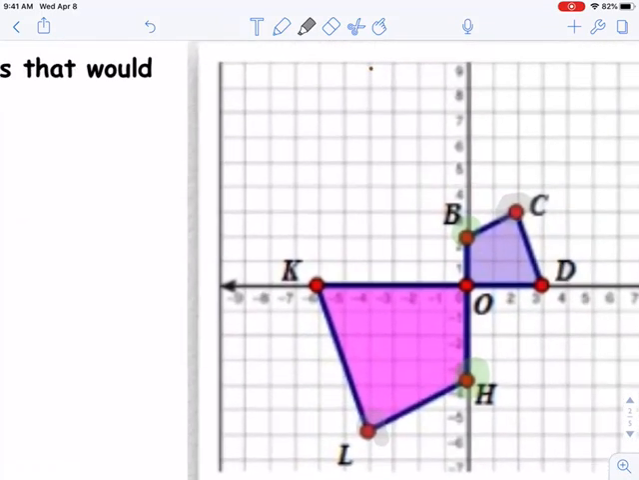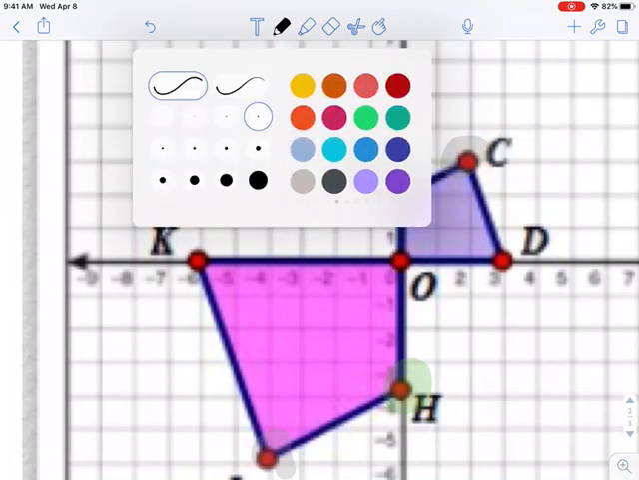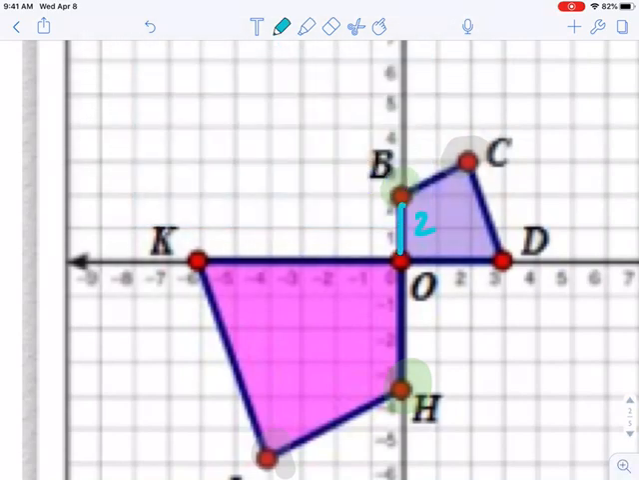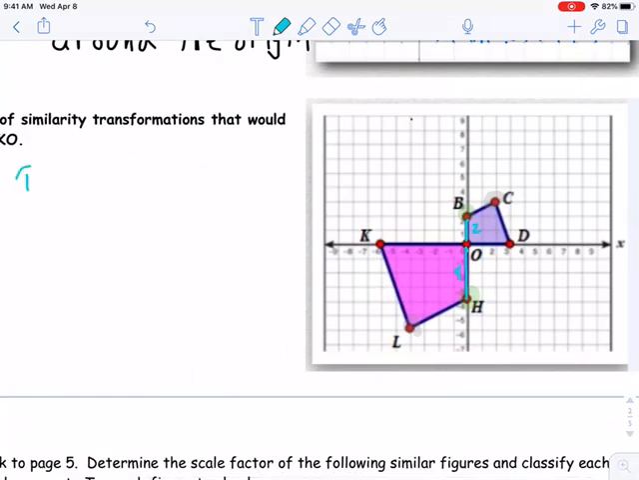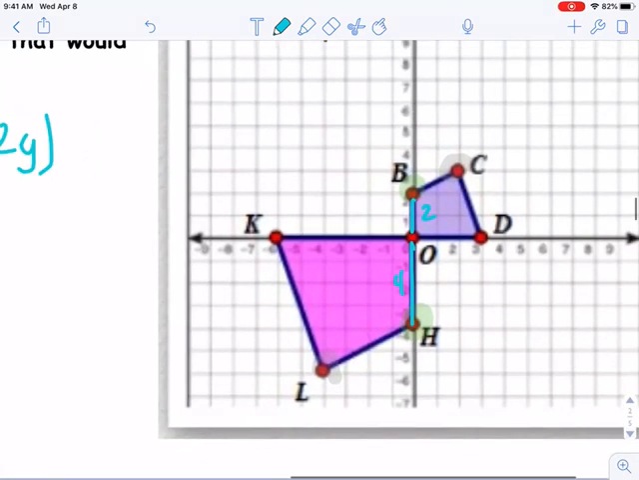All right. So let's just start with some very obvious lengths. This length right here is 2. This length right here is 4. So I know my first thing I'm going to want to do is enlarge my image by a scale factor of 2. All right, and if I do that, well, B prime is going to be up here now. C was at 2, 3, so it's going to be at 4, 6. These are a little blurry. And then D is at 3, 0, so D prime will be at 6, 0. And O stays right where it's at.